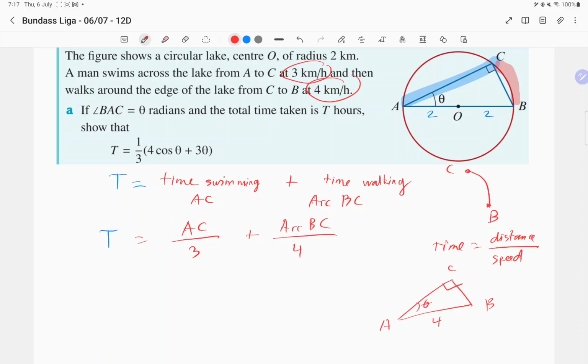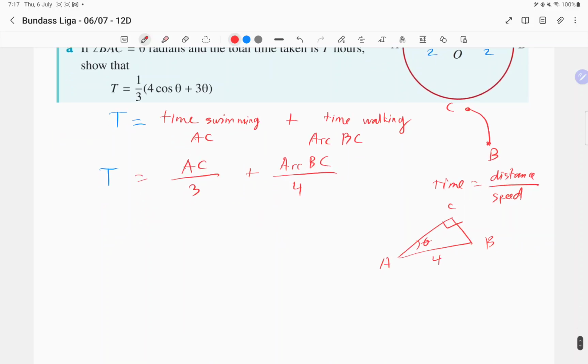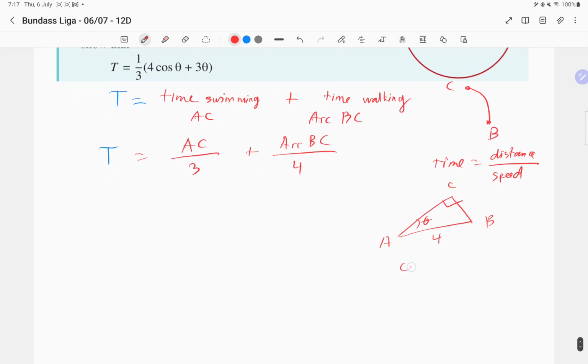Cos theta. Yes, for cos theta. So remember, you use SOHCAHTOA. Cos theta is adjacent, which is AC over 4. Right? It makes sense now?